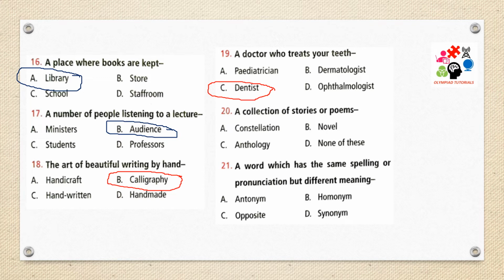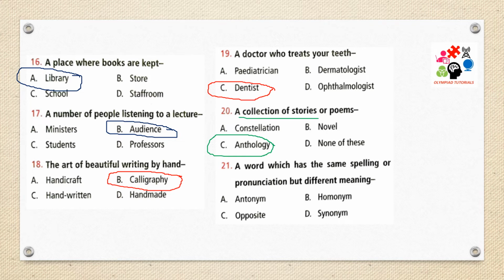Number 20. A collection of stories or poems is called constellation, novel, anthology, none of these. So your collection of stories or poems is called anthology. So here instead of collection of stories, one word substitution, that is anthology.